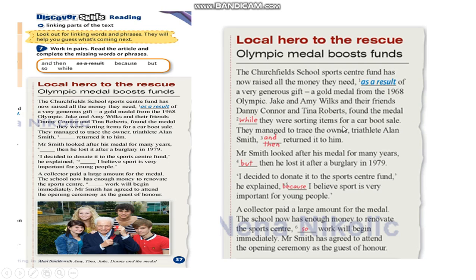Here is the text with the linking words in it. Now you know the whole story.